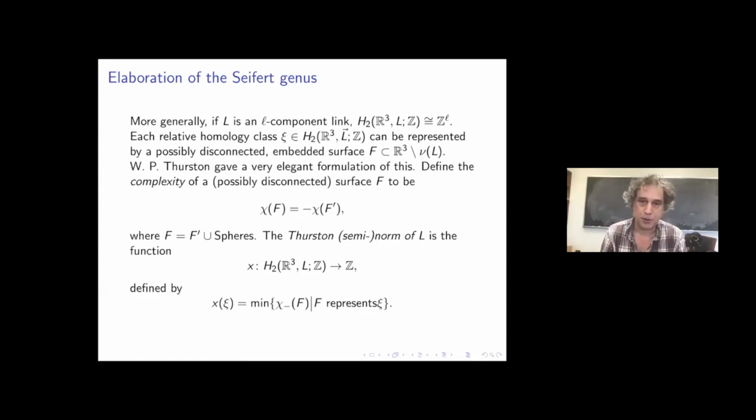There's a very pretty formulation of this due to Bill Thurston, which is you start by defining the complexity of a surface. Sorry, this is sad notation; this should be a chi sub minus. So chi minus of F: you take a possibly disconnected surface, you throw out all the spheres, you take the Euler characteristic and multiply by -1. That's a measure of the complexity of a surface. Thurston recognized that you have a semi-norm on two-dimensional relative homology that you get by finding the minimal complexity of a surface that represents a given relative two-dimensional homology class.